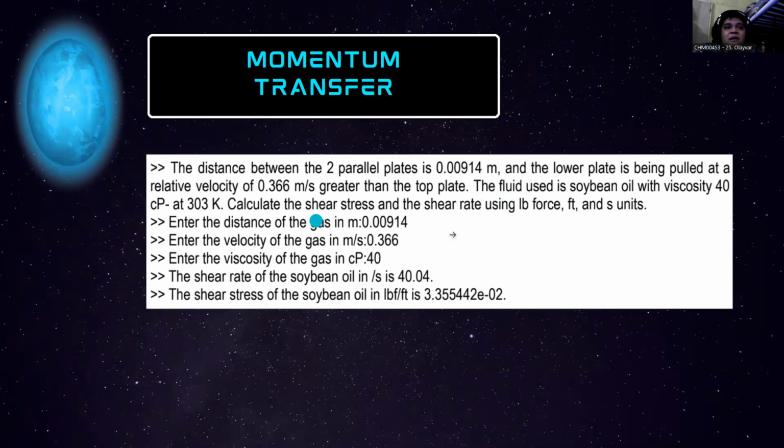We have the problem, and we will input the problem, which is the distance of the gap, which is 0.00914 meters, velocity of the gap, which is 0.366 meters per second, the viscosity of the gap, which is 40 centipoise, the shear rate of the soybean oil is, and this is the result. The shear rate of the soybean oil in per second is 40.04 per second. And the shear stress of the soybean oil in pound force per feet squared is 3.355442 times 10 to the raise of negative 2.